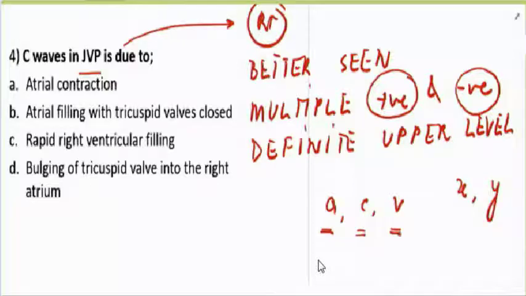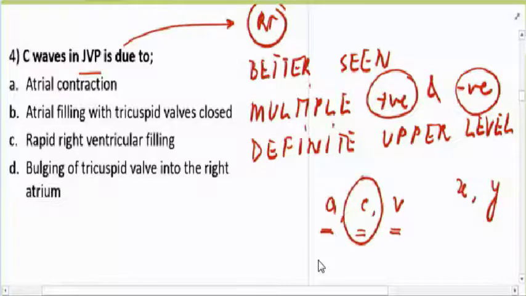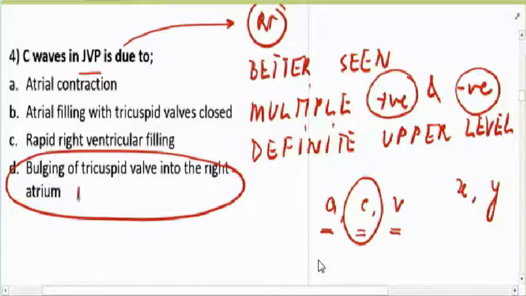Like I said, the question says, what is the C wave due to? C wave is due to bulging of the closed tricuspid valve into the right atrium during isovolumetric contraction phase.